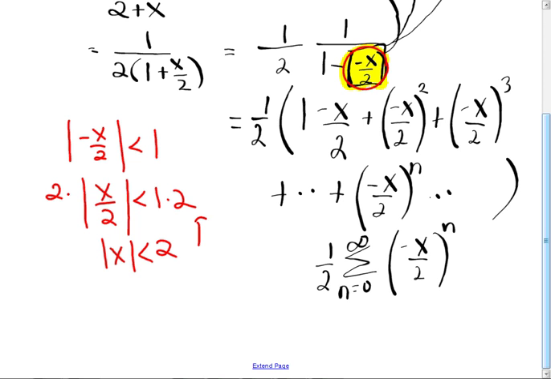So what's the radius of convergence? It's 2. This is R. And it's centered at 0. So what's the interval? You hear the difference? The interval is going to be in interval notation, and the radius is just going to be a number. How far you are from where you center it.